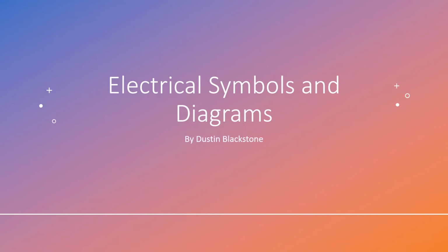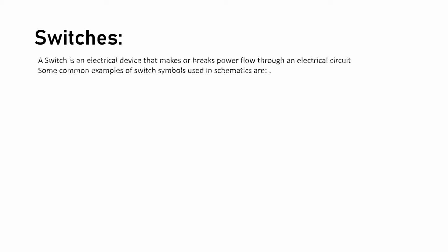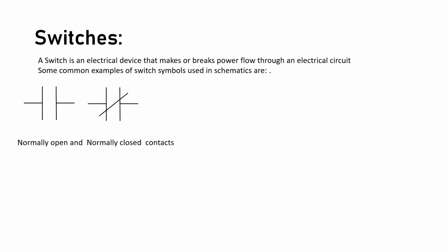In this video, we are going to cover the fundamentals of electrical schematics. The first electrical devices and symbols we will cover are switches. Switches are defined as an electrical device that makes or breaks current flow through an electrical circuit.